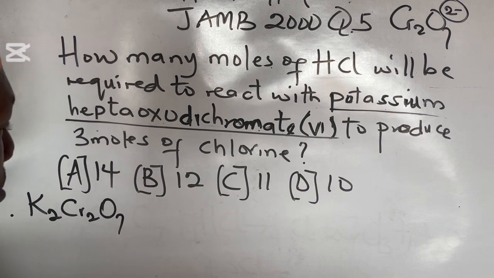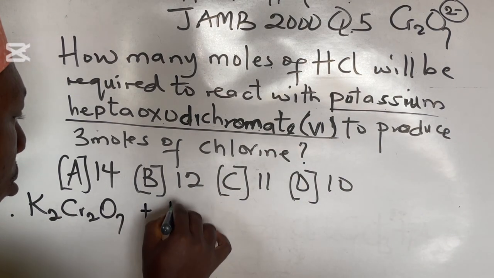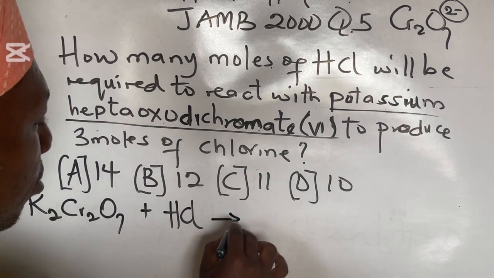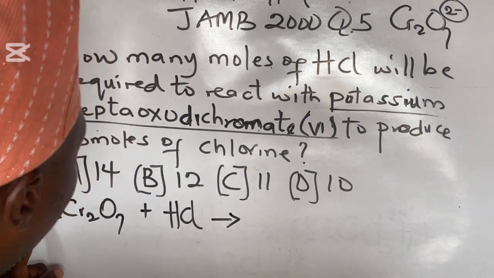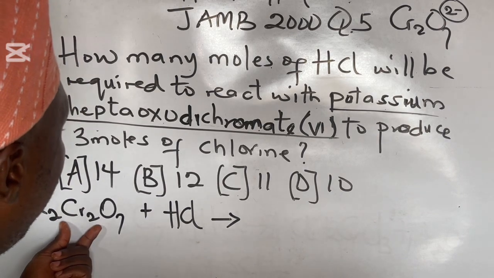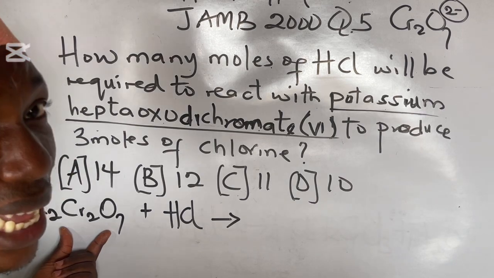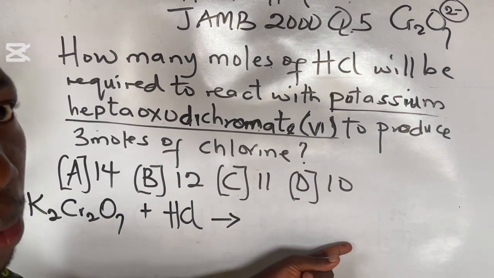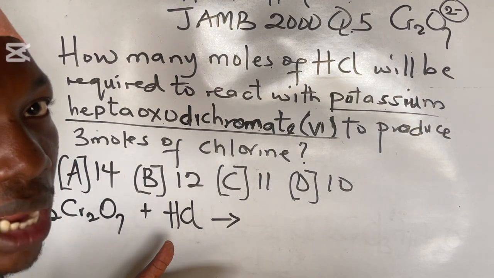So potassium chromate reacting with HCl gives. So how do we know the reactant and the product? Potassium will react with chlorine. Chromium will also react with chlorine. But the chromium here has an oxidation number of 6. But once it comes to the product, it will change to 3, telling us that it has undergone reduction.